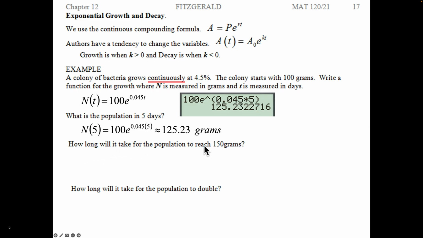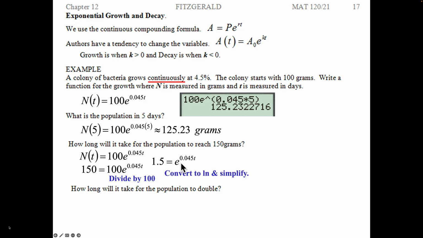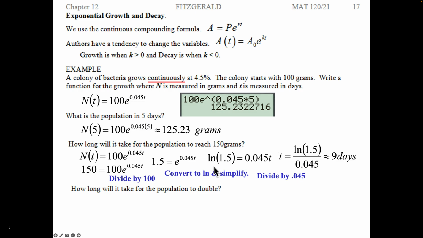How long will it take for the population to reach 150? Okay, so N(t), that's 150. So get rid of the multiplication of 100. I divide over the 100. 150 divided by 100 is 1.5. Now that base e is by itself, I'm going to convert it into a natural log. The natural log of 1.5 is equal to 0.045t. Divide over by 0.045. Go to our calculator, crunch the numbers. Natural log of 1.5 divided by 0.045 is approximately 9 whole days.